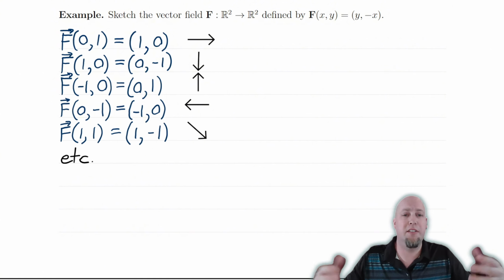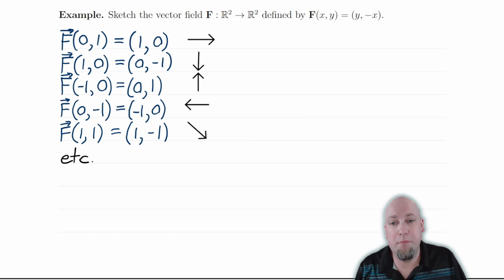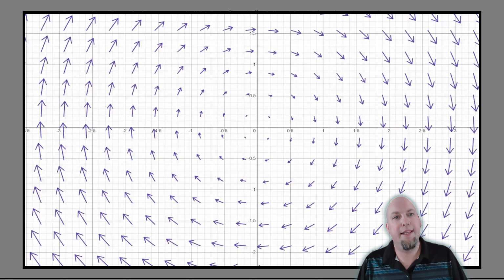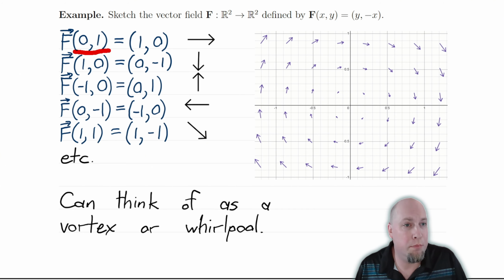Maybe I just keep doing this over and over again. I plug in more and more inputs, and I get more and more output vectors. And then at each of those input locations, I plot the output vector. So for example, at the point (0, 1), over 0 units, up 1 unit, so up here, I plot this vector that's pointing straight to the right. And then at the point (1, 0), I plot this vector that's pointing straight down. So over here, the vector is pointing straight down. Down here, it's pointing left. Over here, it's pointing up.